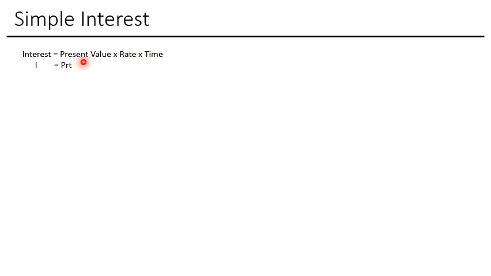Now, present value is oftentimes referred to as principal. Rate is always your interest rate. You usually are given this as a percentage. However, when we plug it into our formula, we need it in decimal form. Time we need in years. And so those will all become factors as we look at some of the problems that you're going to see.